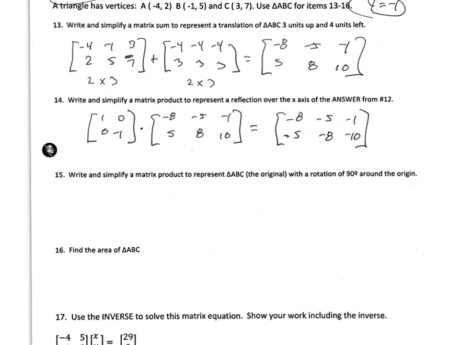Now we're going to write and simplify triangle ABC with a rotation around the origin, 90 degrees. It doesn't say what direction, so assume that it's the direction on the formula sheet. So here is our rotation 90 from the formula sheet. We're back to the original triangle.